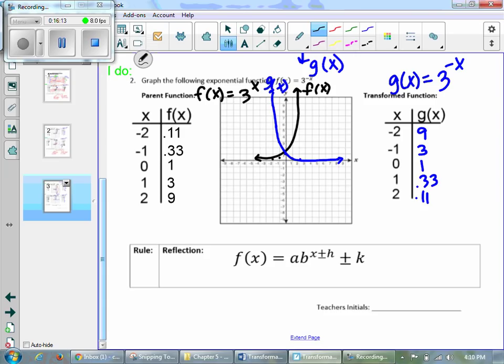From the parent function, I noticed that 2 comma 9 is now over here at negative 2 comma 9. Whoa! And then, same thing. These ones jumped here. This one's at the same spot. These ones jumped. Whoa! Does anyone know what this is called? Yep, you guys are right. A reflection. This is reflected.